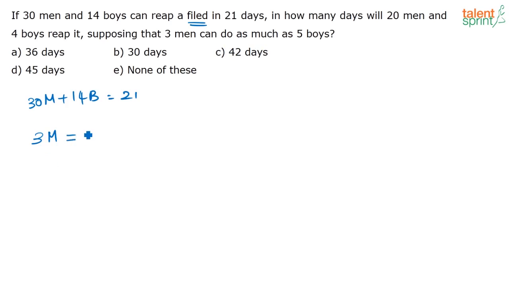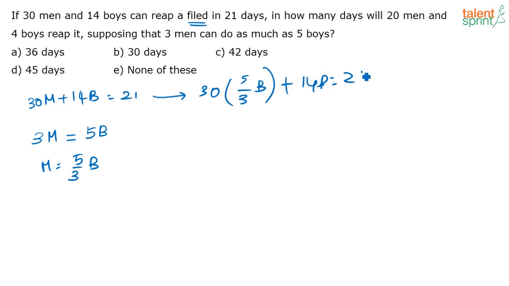So what does that mean? See, 3 men are equivalent to 5 boys. So 1 man, I can say, is equivalent to 5/3 boys, correct? So here, if 30 men and 14 boys are able to do it in 21 days, if I try to take everything in terms of boys, what do we get? 30 into 1 man is equivalent to 5/3 boys, plus 14 boys. If you simplify this, 30/3 is 10, 10 fives are 50, 50 plus 14, that is 64 boys, correct, can do the work in 21 days.